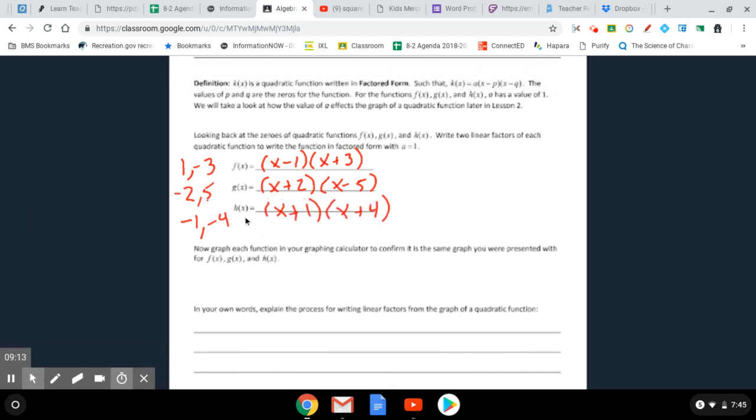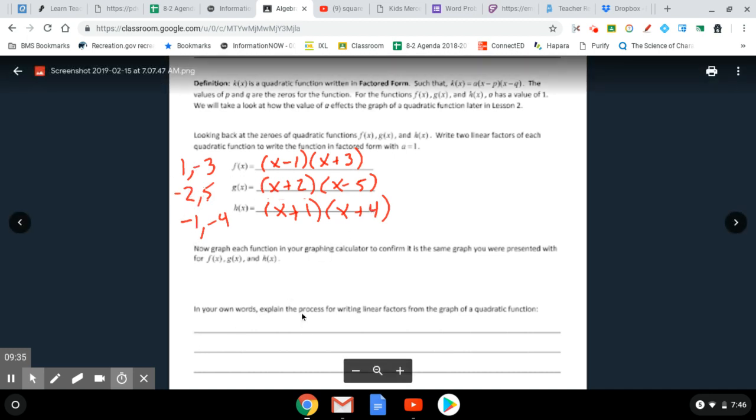And for h of x, I'm going to have x + 1, because when I set it equal to 0, it would give me a solution of -1. And x + 4 = 0 would give me a solution of -4. Okay, so this is how I work my way backwards from the zeros to the linear factors.